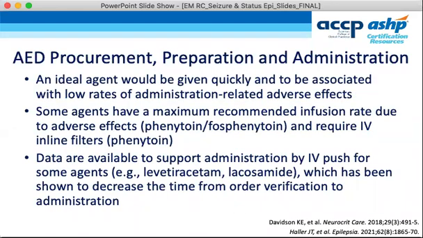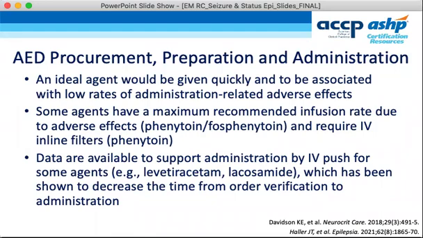Now moving on to AED procurement, preparation, and administration. So an ideal agent would be given quickly and be associated with low rates of administration-related adverse effects. None of this hypotension, PR prolongation, arrhythmias, none of that stuff. For some of our agents, we have a maximum recommended infusion rate that limits how fast we can give them. Remember, phenytoin, 50 milligrams a minute, fosphenytoin, 150 milligrams per minute, and some require use of inline filters.